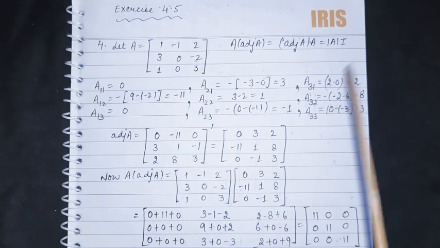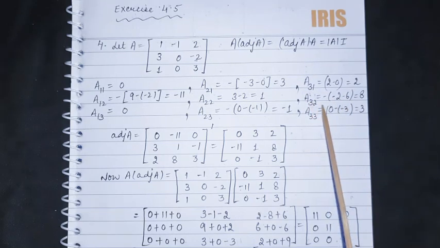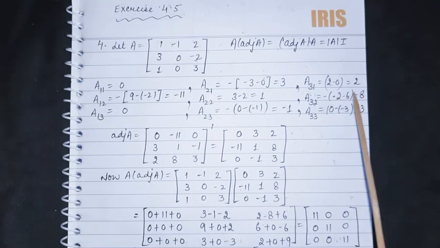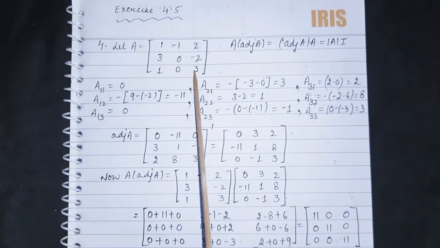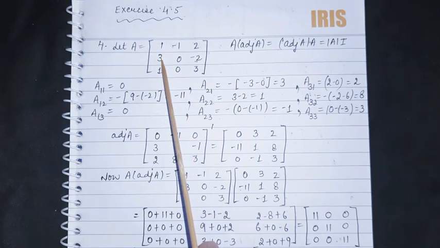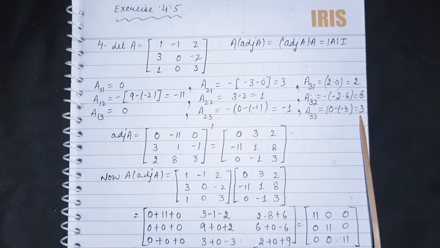Then A32, ignoring third row, ignoring second column, minus 2 into 1 is minus 2, and 3 into 2 is 6. So minus 6. Because of 3, 2, we will have a negative here. Minus 6, minus 2 is minus 8, and minus of minus 8 is 8. Then A33, ignoring third row, ignoring third column, you will have 0 minus of minus 3. So 0 minus of minus 3 will give you 3.